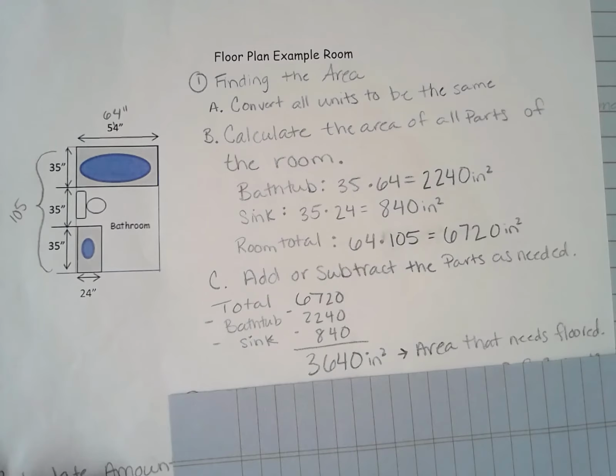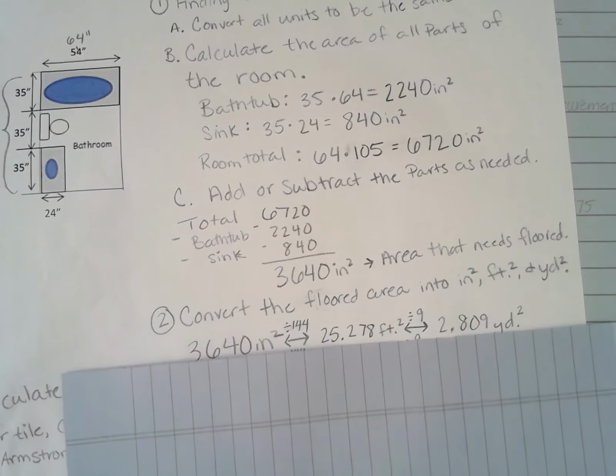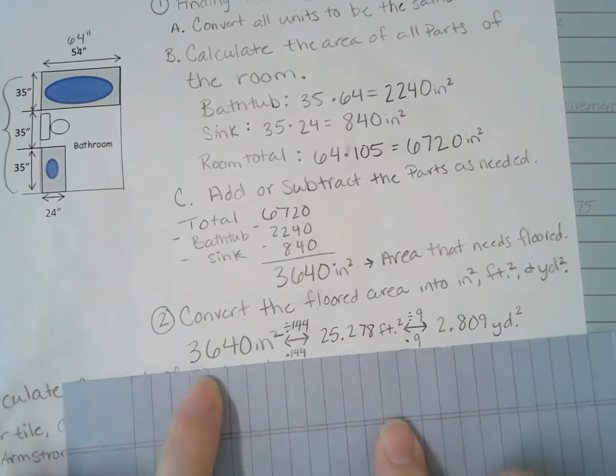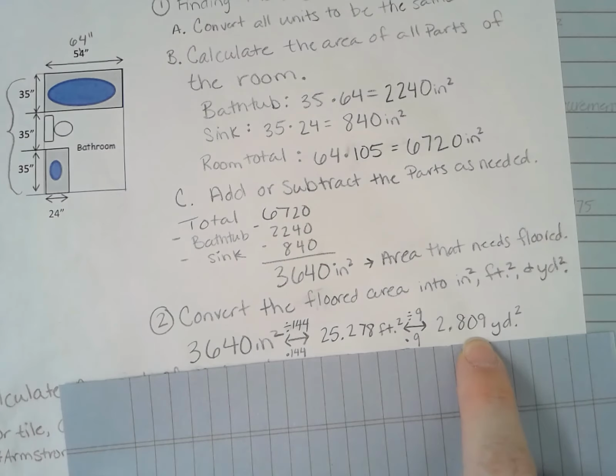Okay. The second step is to convert the area into inches squared, feet squared, and yards squared. So to do this, I start with my inches squared. So 3,640 inches squared. To get from inches squared to feet squared, I divide by 144. When I divide by 144, it gives me 25.278 feet squared. And then from feet squared, I need to go to yards squared, so I divide by 9 and get 2.809 yards squared. That's step 2.